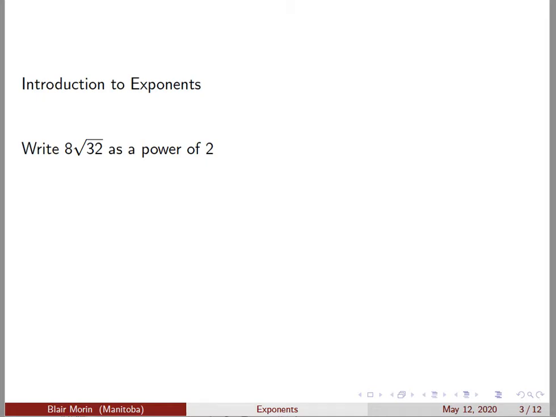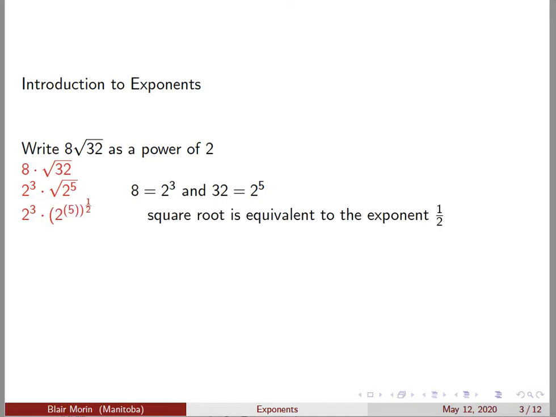We're going to write 8 root 32 as a power of 2. My first step, this is the way that I treat it, I like to see these two quantities expressed as a product. Now I'm going to change 8 and 32 into base 2. So 8 can be represented as 2 to the power of 3. 32 is 2 to the power of 5. Now the square root is equivalent to the exponent 1/2. So really, 2 to the power of 5 to the power of 1/2.